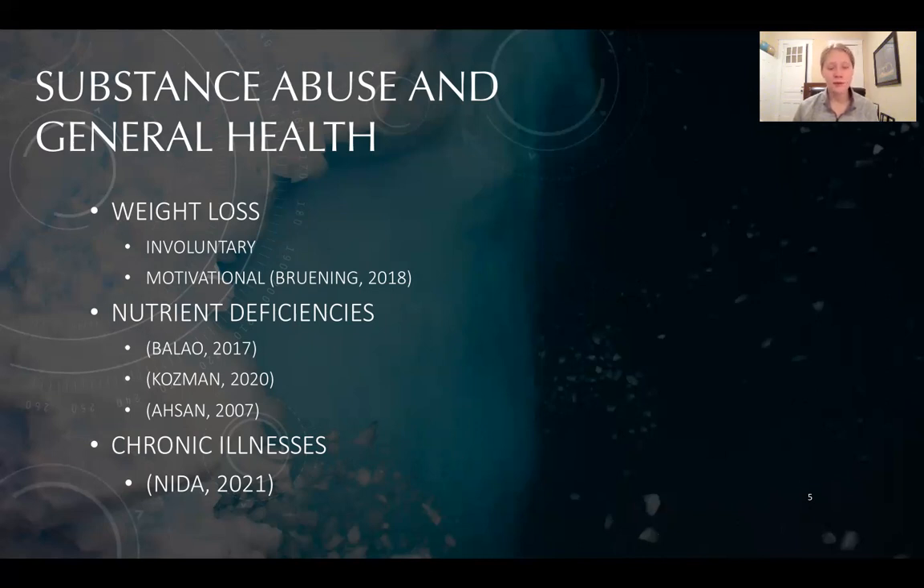And to describe that a bit more, motivational weight loss in terms of illicit drug use refers to weight control motivation for use of illicit stimulant use. So basically, the use of illegal stimulant drugs to motivate weight loss. Illicit stimulant use was associated with severe weight control behaviors in the study by Bruning in 2018.